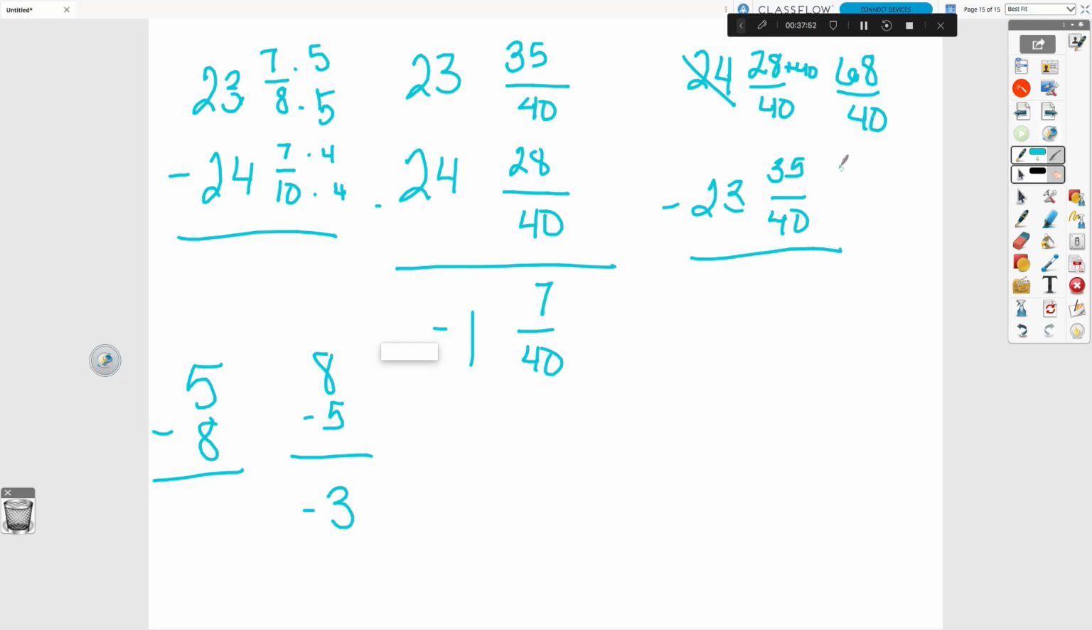So we have 68 40ths and we're taking away 35 40ths. 68 minus 35 is 33 40ths. And I said when I started this was going to be a negative answer. That was a good question. If you have a mixed number like this, can you do it properly? Yes, you can popcorn no matter what, whether you're adding, subtracting, multiplying, or dividing. It just adds extra steps because once you popcorn it, then you have to unpopcorn it and turn it back into a mixed number when you're done.